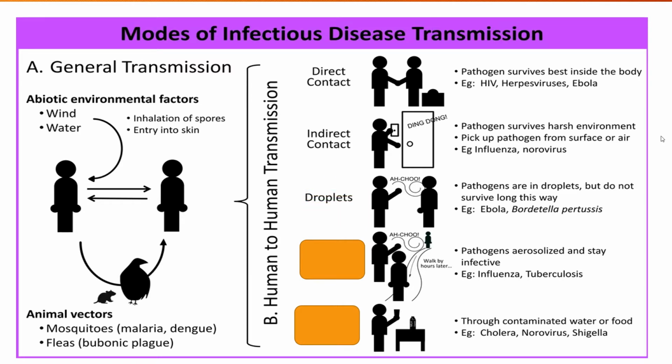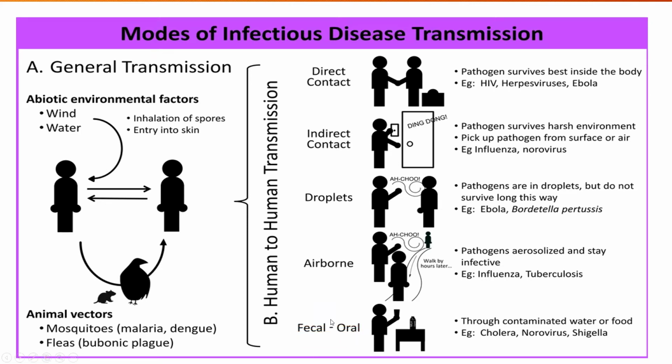Then we have droplets. Droplets are in the air. Pathogens are found in those droplets, but they don't survive long. So if someone sneezes on you or coughs on you, then you can be exposed to those. Airborne pathogens are aerosolized, I almost got that out, and they stay infective. They can infect you for a while. So it just hangs out in the air, and then you can breathe it in later.